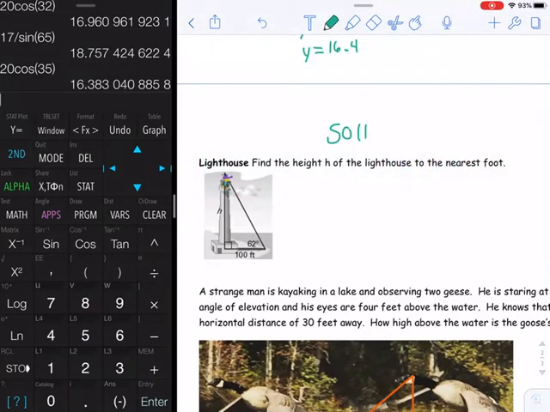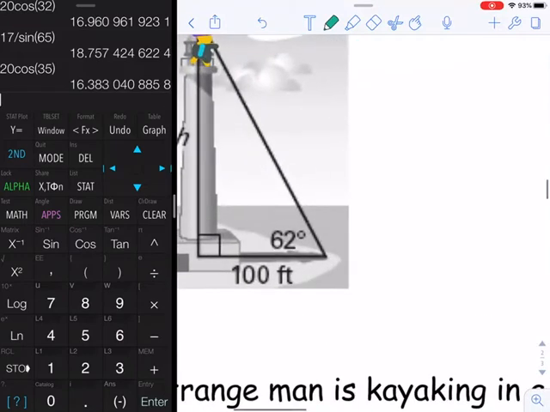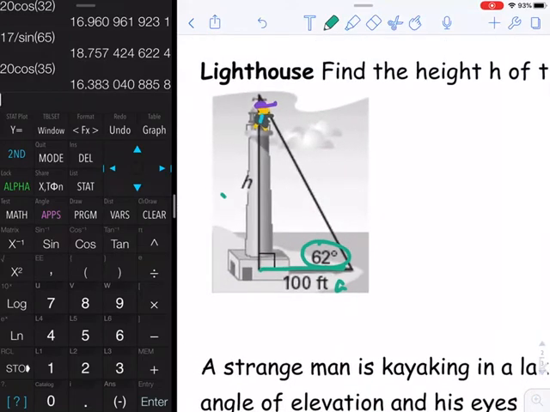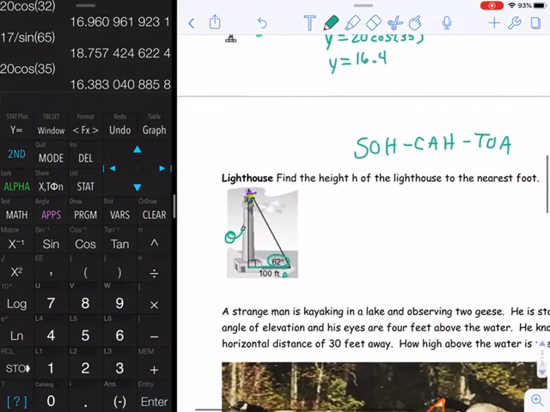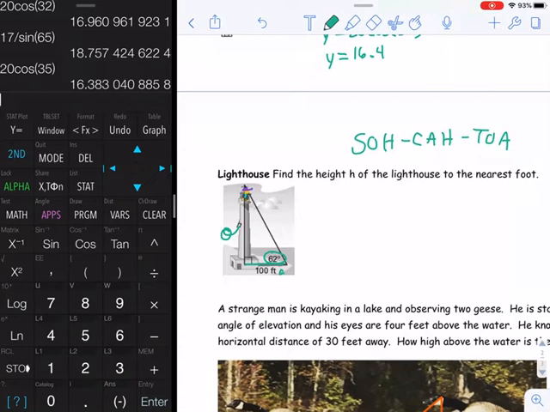And again, I'm going to write SOH CAH TOA right there. All right, we have this reference angle, 62. 100 feet, that's the adjacent side. h, the height, is the opposite side. It does not touch. So which one uses adjacent and opposite?